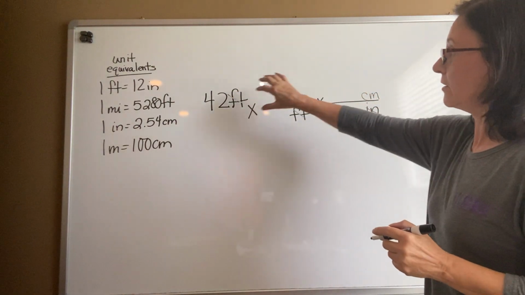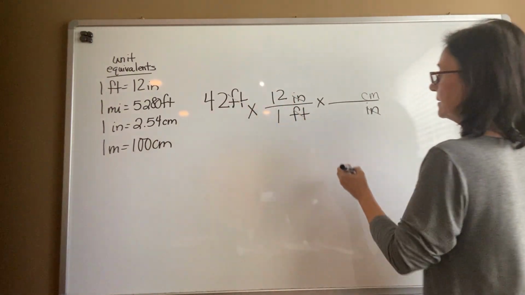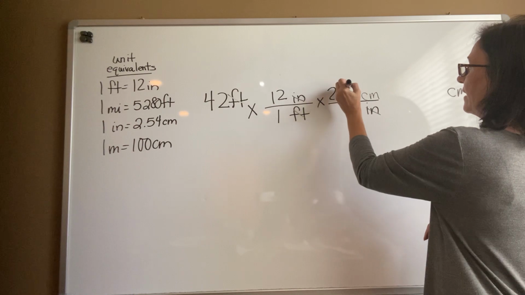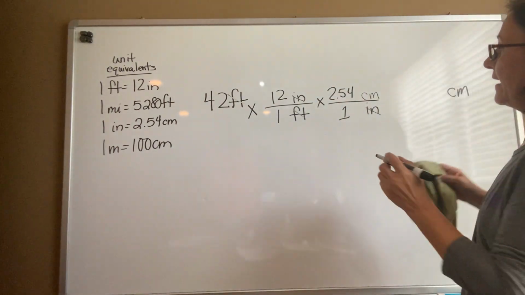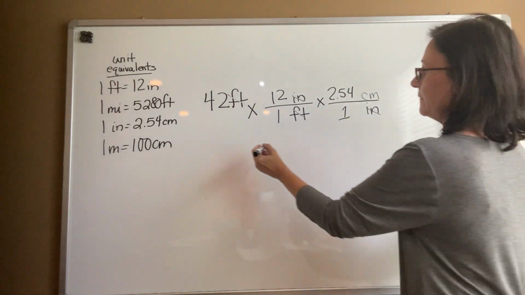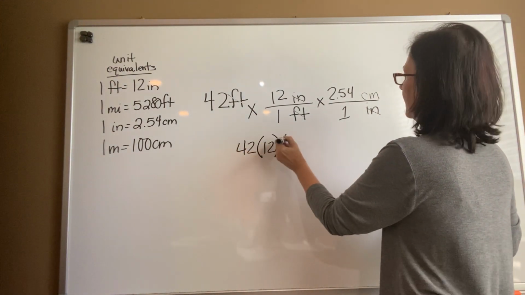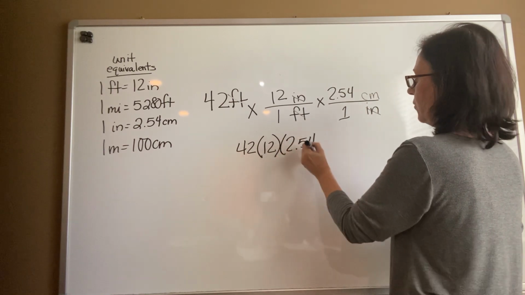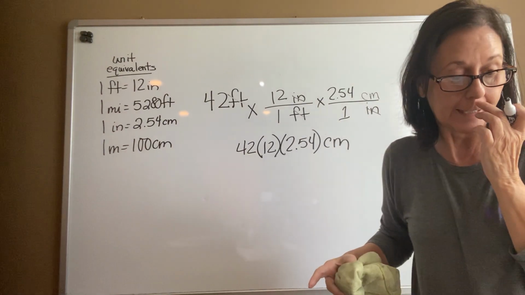Now I just write my equivalency. 12 inches in a foot, 2.54 centimeters in an inch. So what am I left with? 42 times 12 times 2.54 centimeters. That's my measurement that is left.